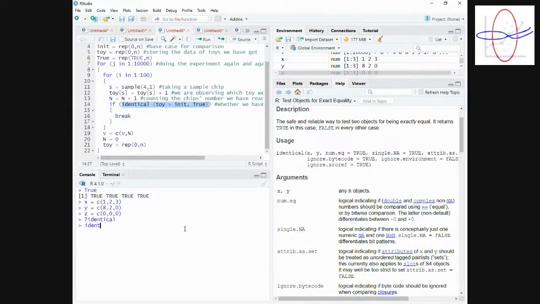So identical of x and x over here is true, and it is not true if x and y differ. Did you understand this, Tishika? Two vectors x and y, are they identical or not? It checks that and returns a Boolean value, true or false.